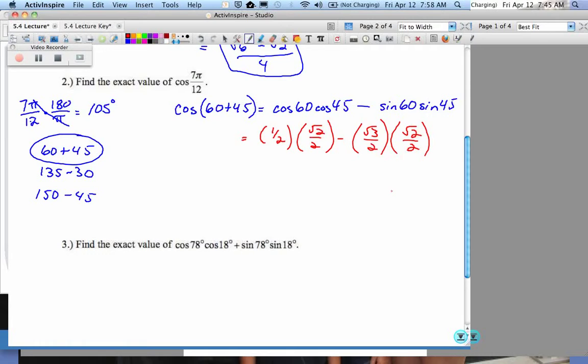Then when you multiply tops and bottoms, you end up with root 2 over 4 minus root 6 over 4 for a final answer of root 2 minus root 6 all over 4. So that would be your final answer, and again, you could go to the calculator, you can type in cosine of 105 to get the decimal, and then you can check that decimal.